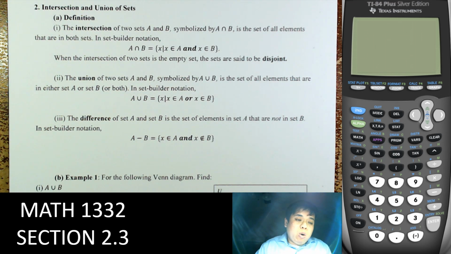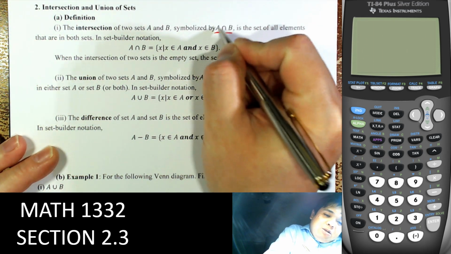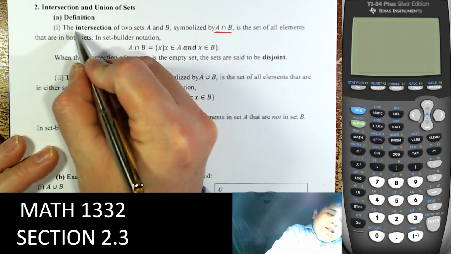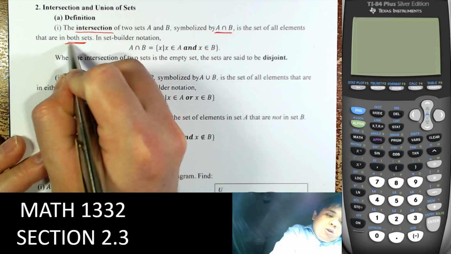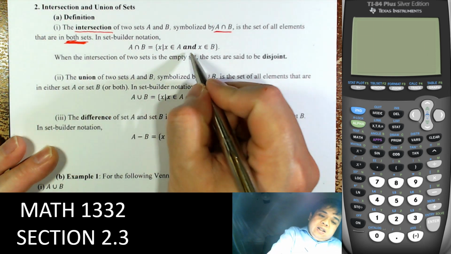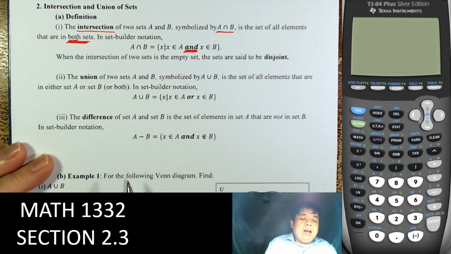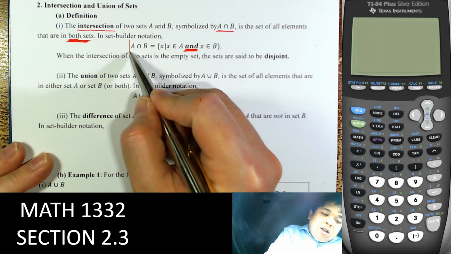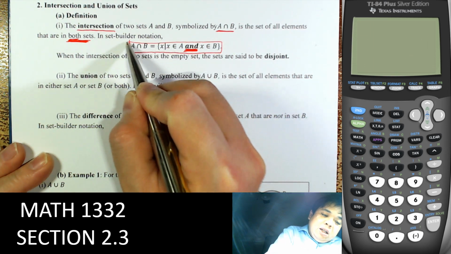Now we have three more. The intersection of two sets A and B is symbolized as A, then an upside-down U, then B. The intersection of A and B is the set of elements in both sets. So intersection is characterized by the word both, meaning and. The intersection of A and B is x in A and in B.